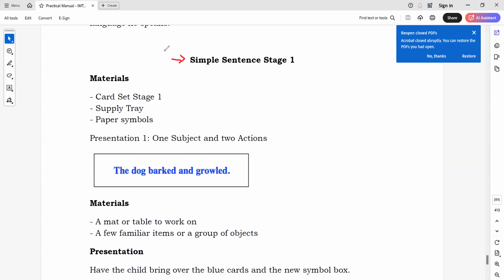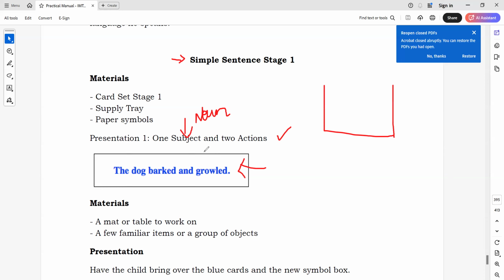Now in this presentation, I have many sentences, where each sentence has one subject and two actions. What is a subject? Subject is nothing but a noun. So it will have one subject and two actions. For example, what they have given: the dog barked and growled. So what should I do? How do I present this to my child? I will take my grammar symbol box.